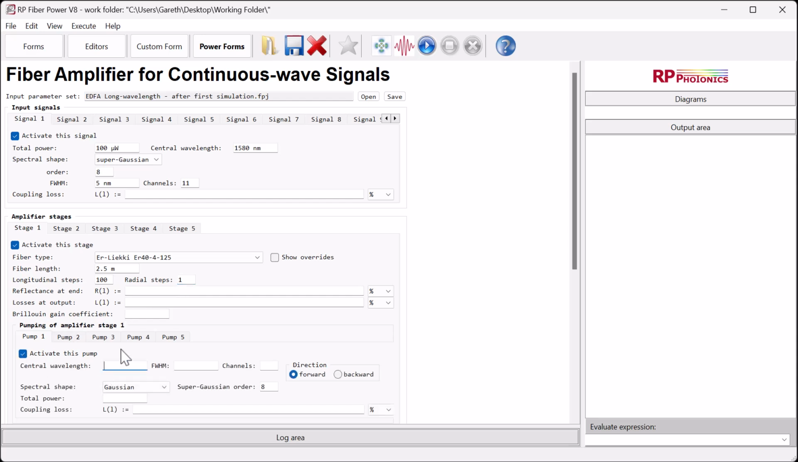For optimal absorption in the erbium-doped fiber, we choose to pump at 980 nanometers with a 3 nanometer width and simulated with 5 channels. We simulate pumping in the backward direction, initially with 150 milliwatts.